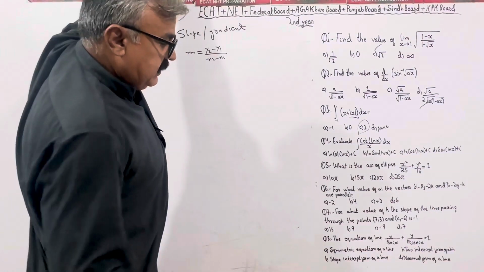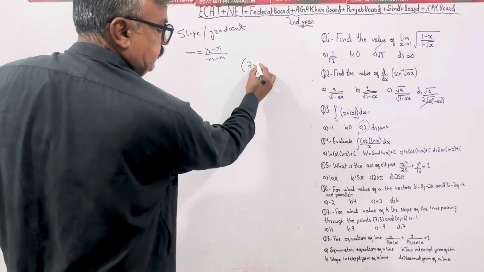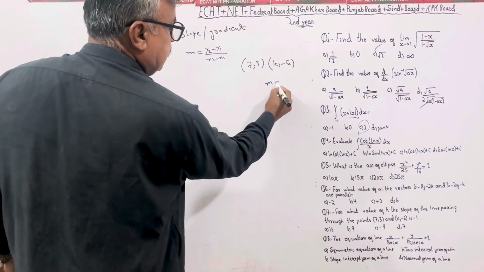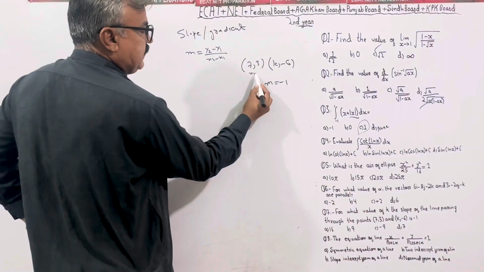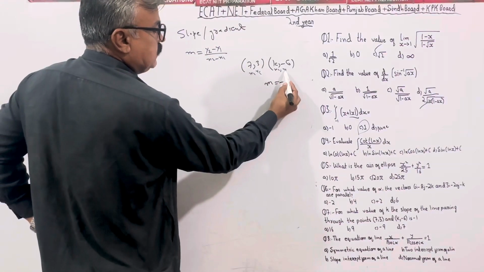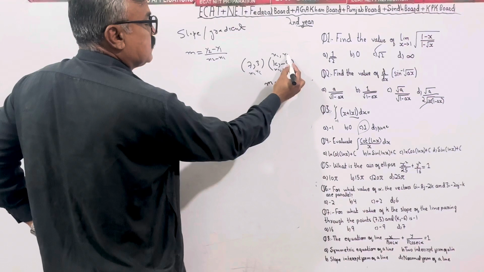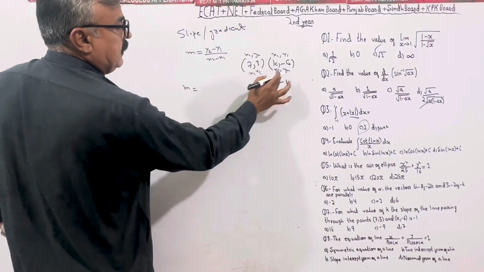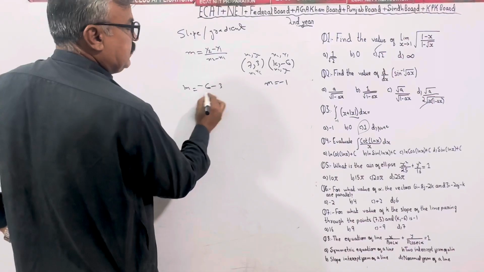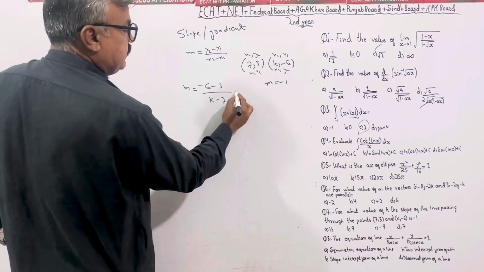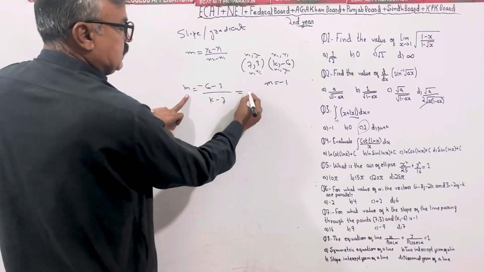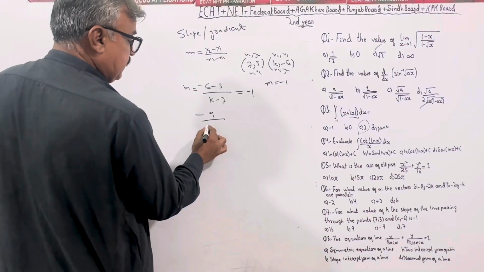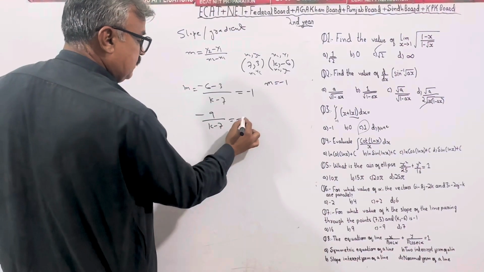What we have given: 2, 3 and k, minus 6, and the slope is given to us, it's equal to minus 1. It's up to you, take them as x1 y1, x2 y2. Put here minus 6 minus 3 over k minus 7. Slope is given to us, it's minus 1. Solve for k. Minus 6 minus 3 is minus 9, over k minus 7, is equal to minus 1.